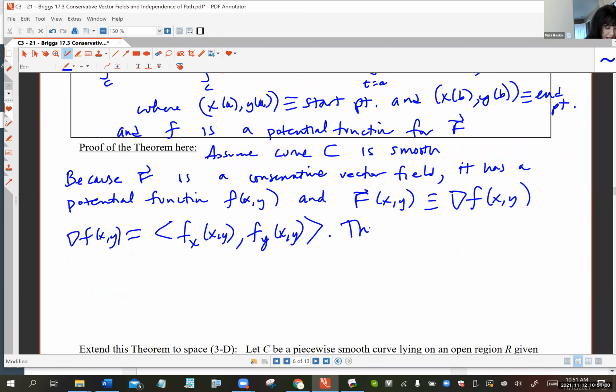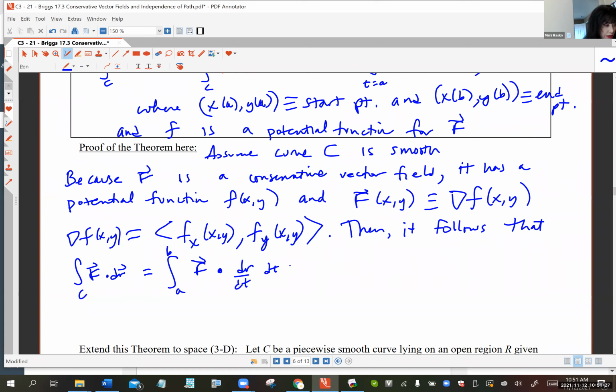Yeah, then it follows that this F dotted with dr, the line integral, is going to become this regular integral that's going to look like this. The integral going from a to b of your vector field dot product with dr/dt, that's the velocity vector. And I'll rewrite it a different way.